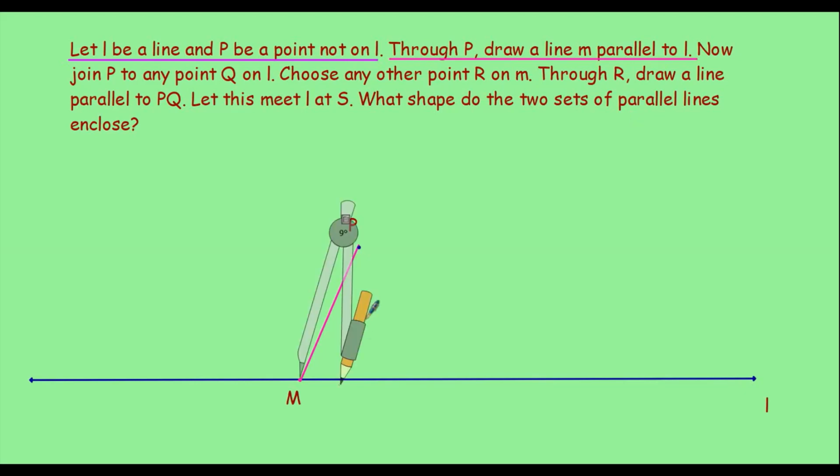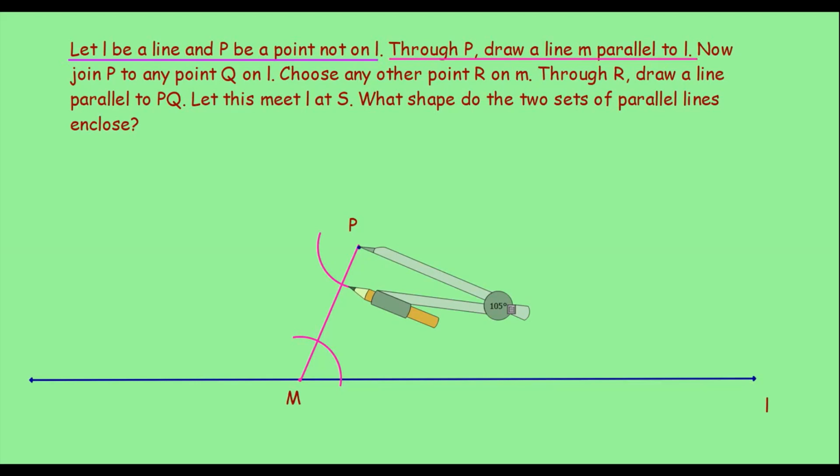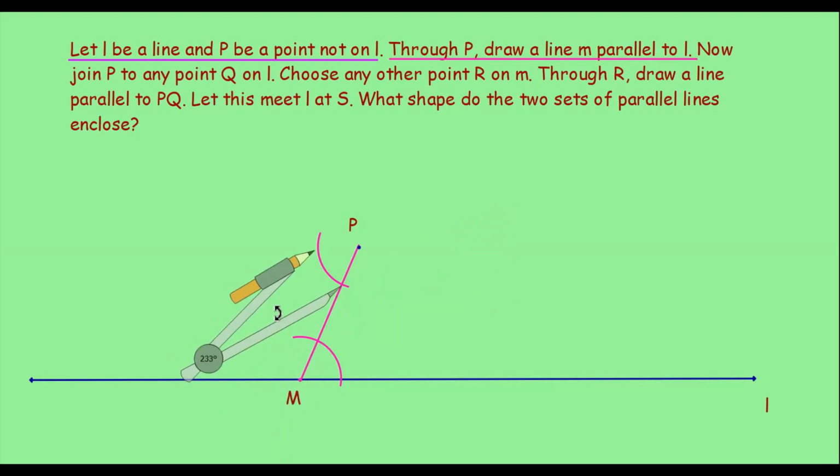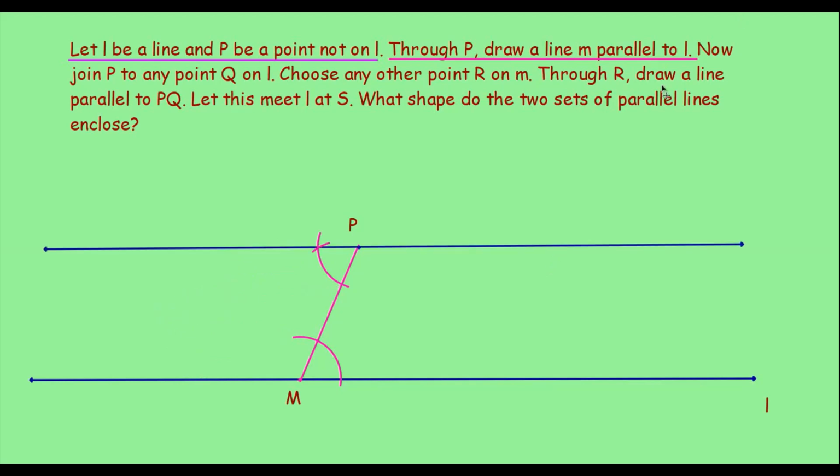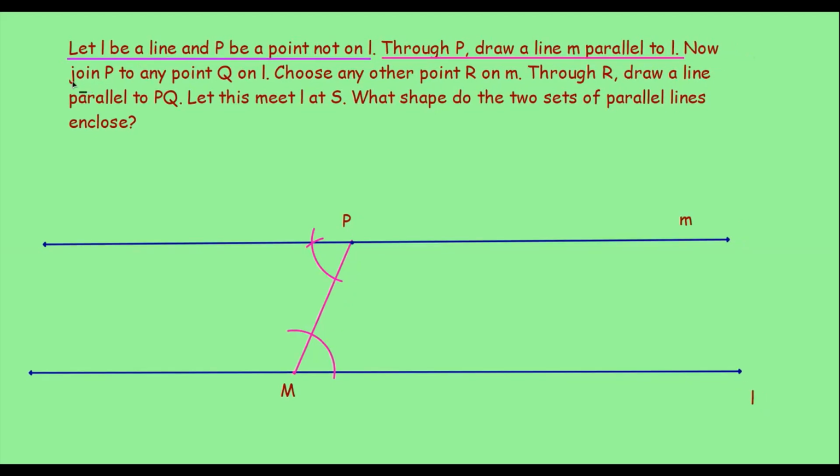Now, with M as center, draw an arc. With the same radius with the center P, draw an arc in the opposite side of PM and measure this length of arc, and with this intersecting point as center, just cut the previous arc. Now join that intersecting point with P, you will get a line. Now this line can be named as m.